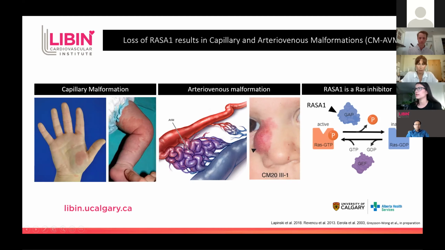interceded by a capillary bed, but this fast flow lesion is particularly dangerous because it can rupture, because it's not properly supported by mural cells. And so depending on where it's developed and if it ruptures, it can be quite dangerous. So AVMs are present in about 1/3 of CM-AVM patients.